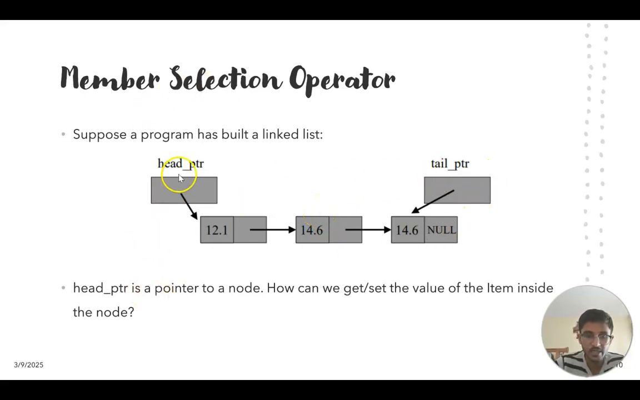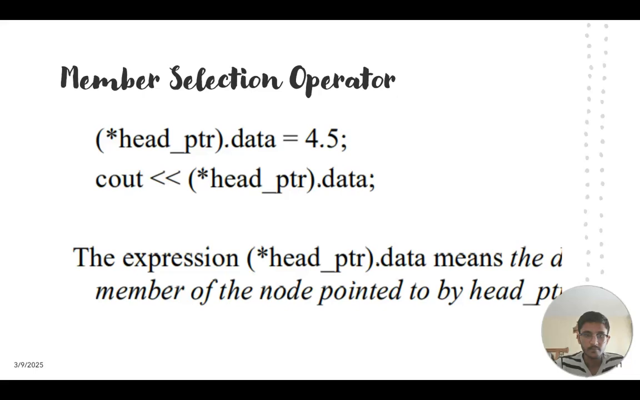Okay, so suppose a program has a built-in linked list like this. The head pointer is pointing to a node. Now we want to ask ourselves, how can we set the value of the item inside the node? So as you can see over here, the head pointer's data is equal to 4.5. Okay, and now we're trying to print out that data.